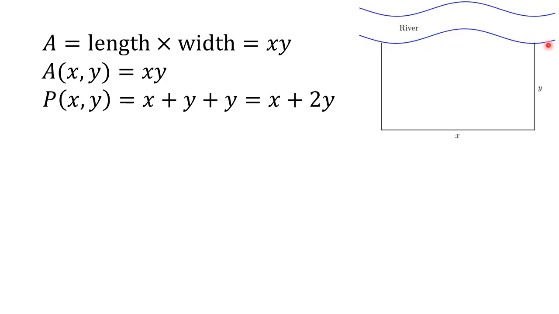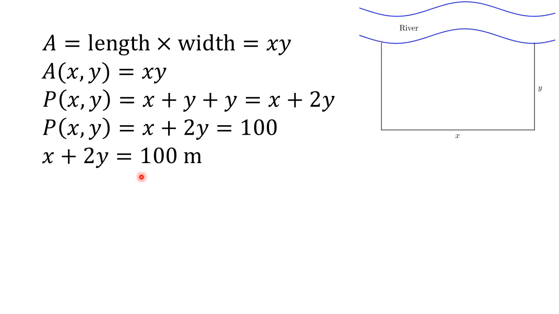Isa lang sa x kasi yung side na nakaharap dun sa river ay hindi niya nalalagyan ng bakod. So, however, itong perimeter na to or yung function na x plus 2y ay equal lang dun sa 100. 100 meters lang yung kailangan mong bakod. So, yung fencing na sinabi niya, equal lang yun dun sa perimeter. So, therefore, pwede nating equate yung x plus 2y, yung length ng babakuran mo, dun sa length na fencing na kailangan mo, which is 100.